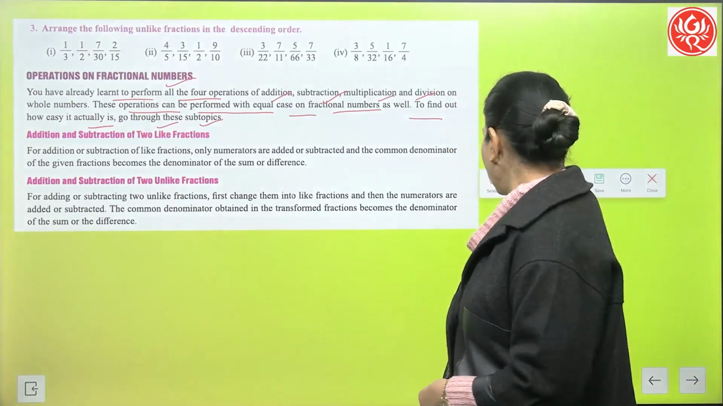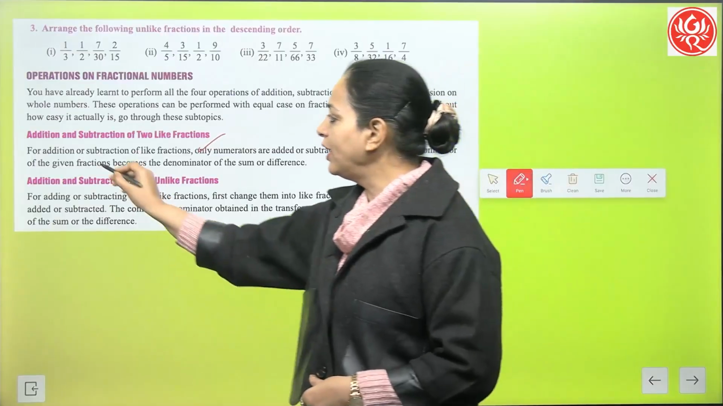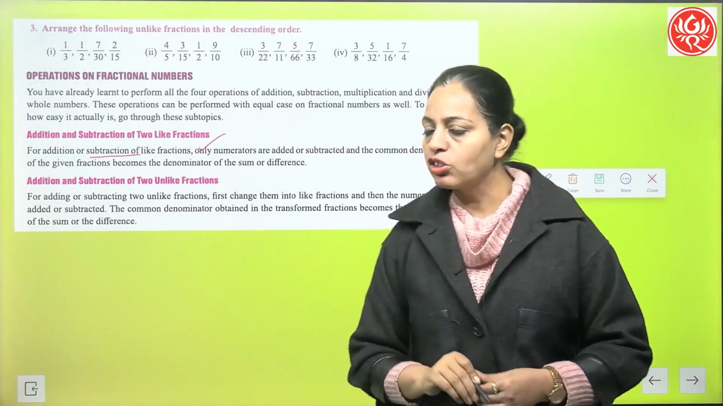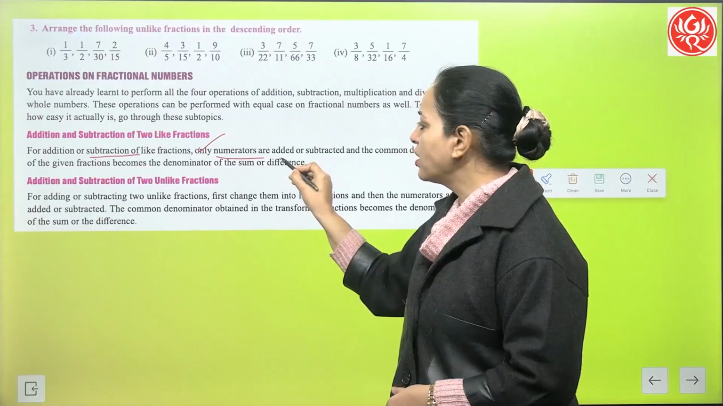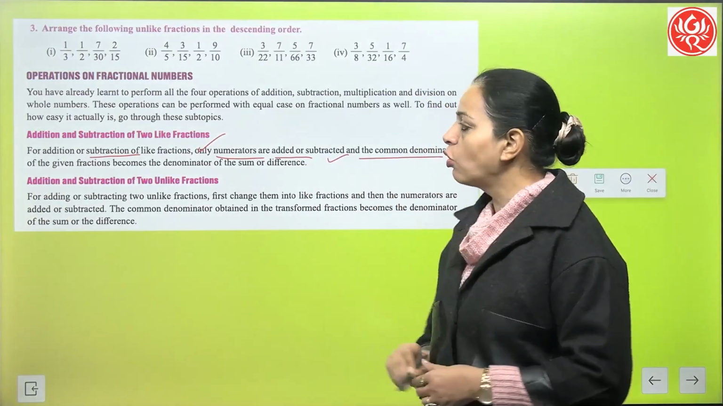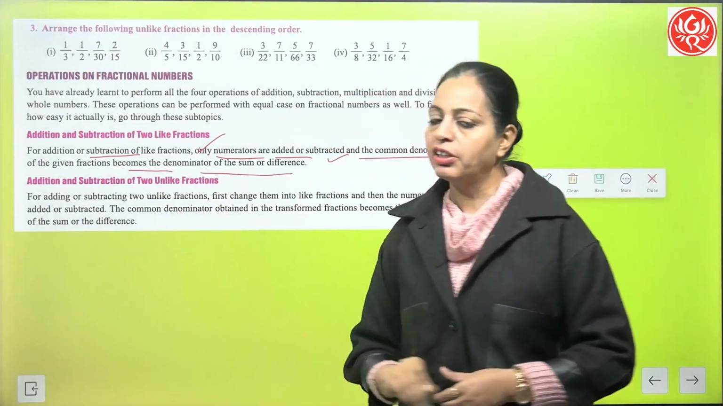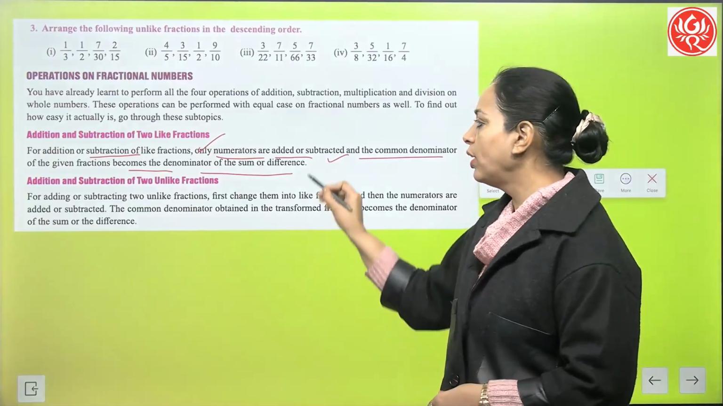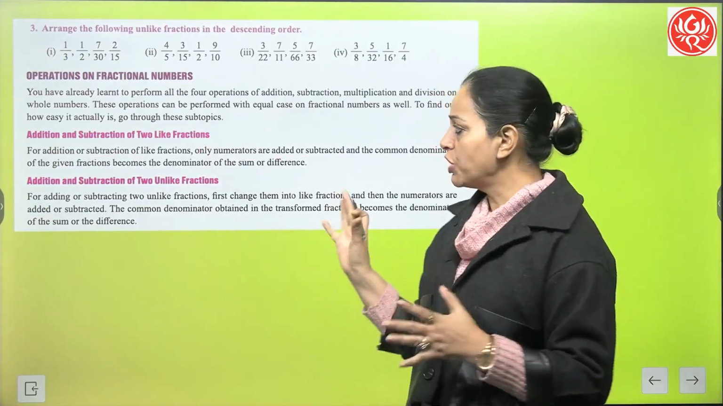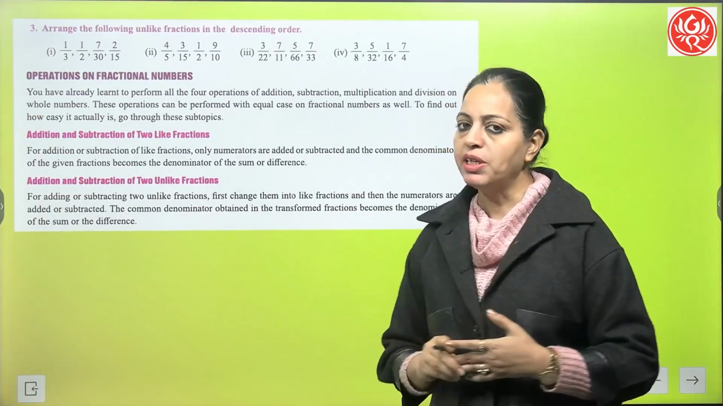See, addition and subtraction of two like fractions. Very simple. For addition or subtraction of like fractions, what to do? Only numerators are added or subtracted and the common denominator of the given fractions becomes the denominator of the sum or difference. Simply हमें numerators को add करना है या subtract करना है and denominator would be same.